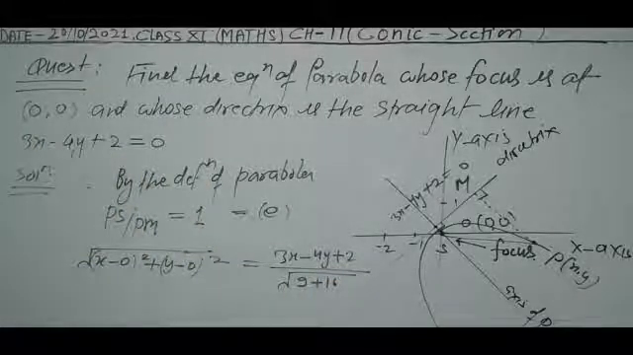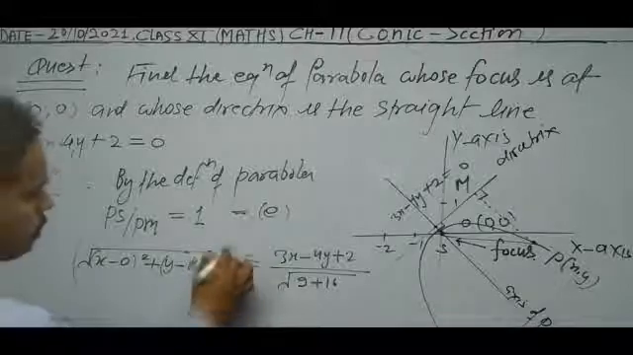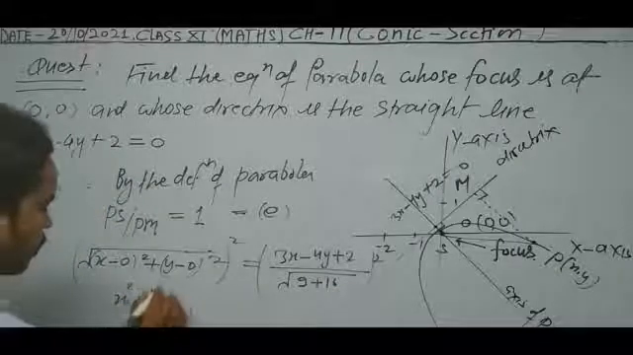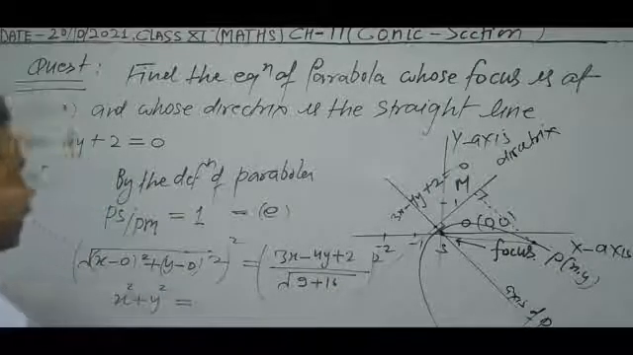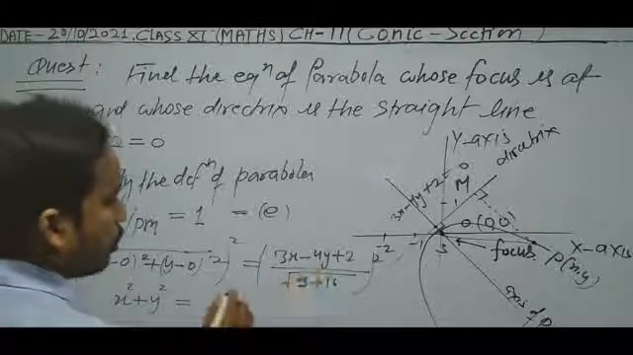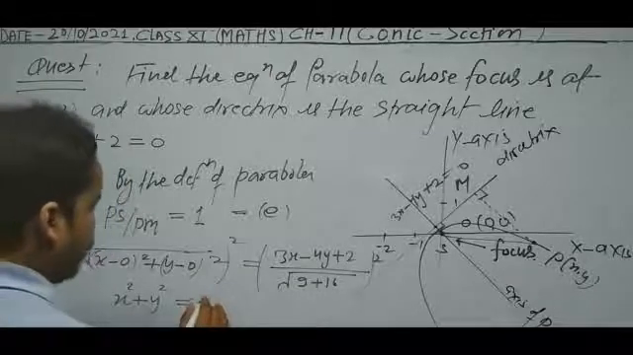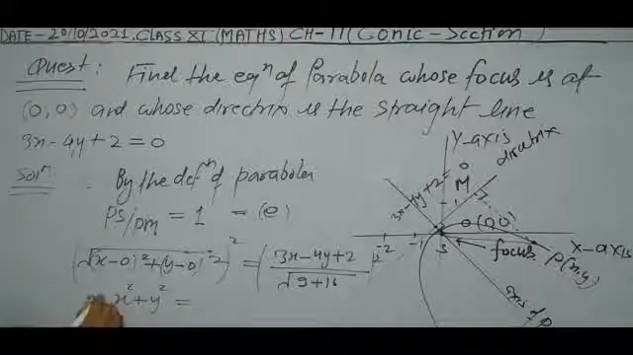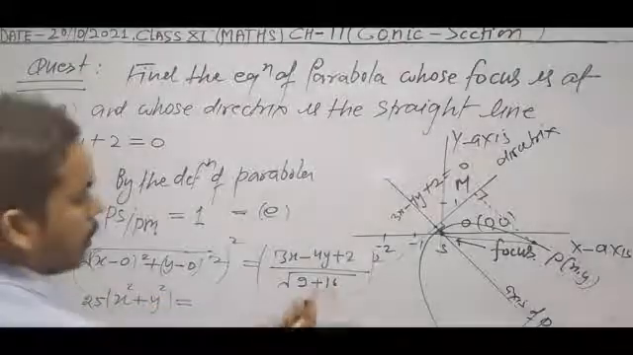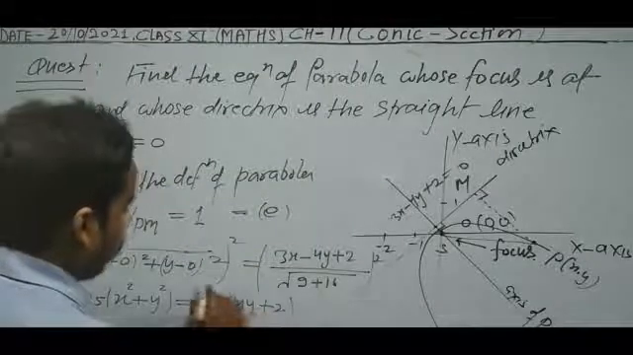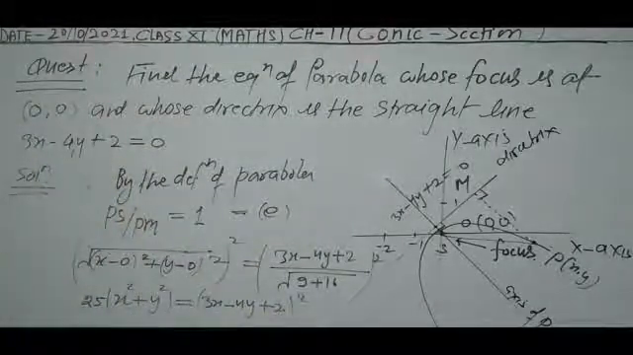And when you square both sides, you get x square plus y square is equal to, with 5 squared being 25 on the left-hand side, (3x minus 4y plus 2) whole square. Now expand (a plus b plus c) whole square. This is our calculation and we can calculate it easily.